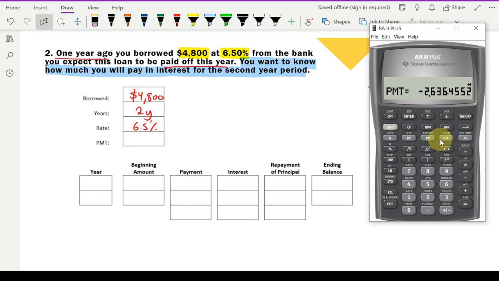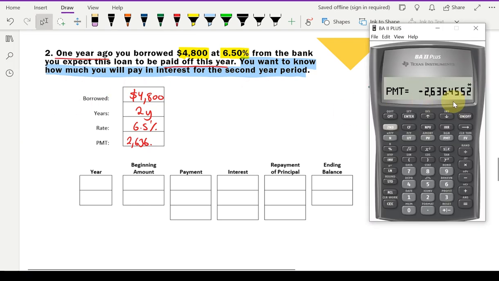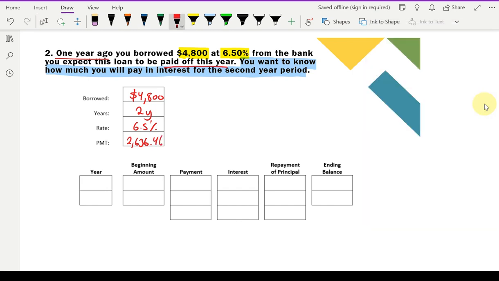So 2,636, and I'm going to keep those decimals. The payment is 2,636, and then let's see, we're going to do 0.46. Our ending balance may be off by a penny or two. If we keep more decimals, we'll be more accurate, but it gets a little burdensome to keep track of all the decimals. So 0.46 it is. Okay, so let's do our amortization table.